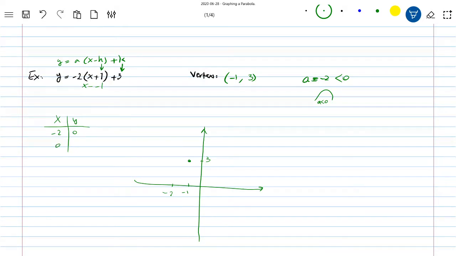I picked negative 2 for x, and 0 for x. Replace negative 2 for x, what you get is positive 1. If you replace 0, you'll get positive 1 again. So you'll have the points (negative 2, 1) and (0, 1), and the vertex (negative 1, 3). And what does the graph look like? Looks like this.